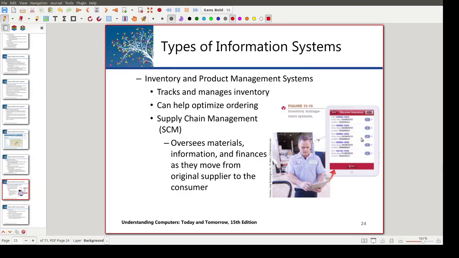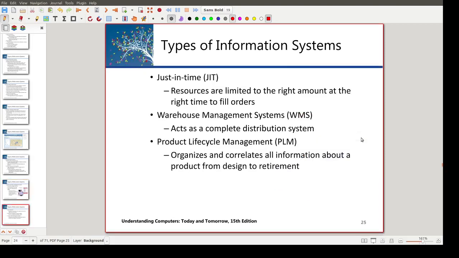For the inventory and the product management system, just-in-time (JIT) resources are limited to the right amount at the right time to fill orders. And the warehouse management system acts as a complete distribution system. And the product life cycle management (PLM) organizes and correlates all information about a product from design to retirement.